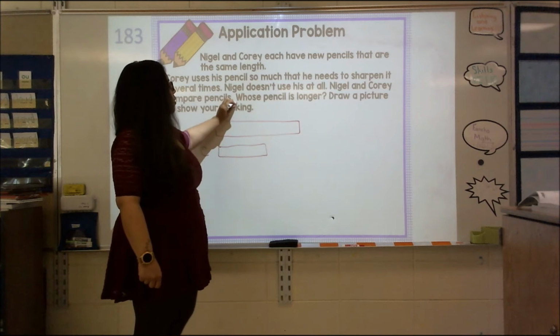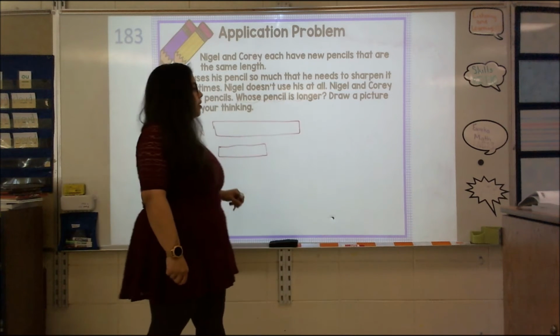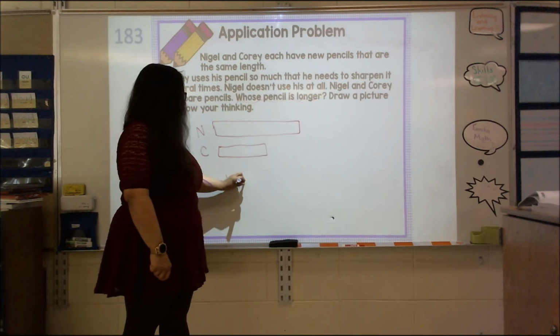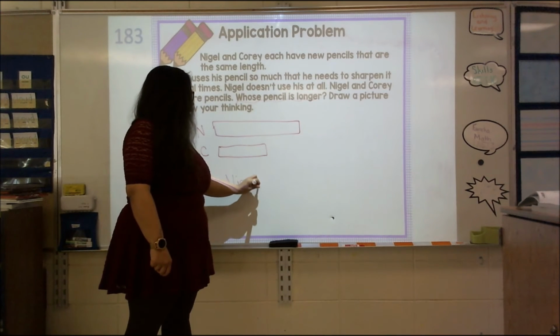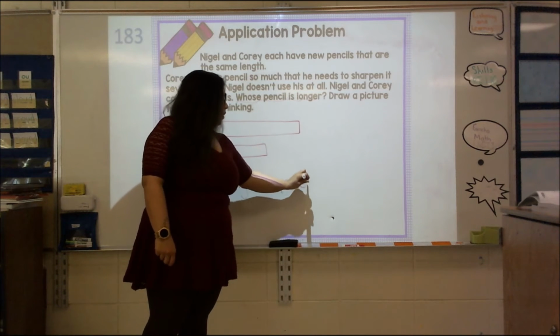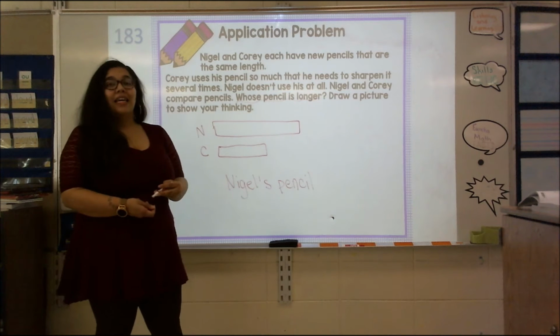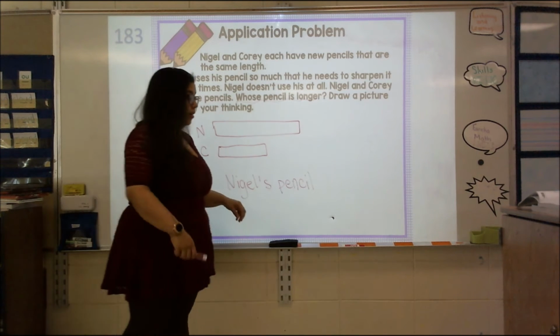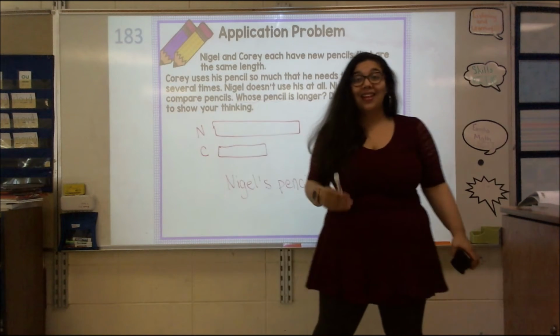So the question still remains, whose pencil is longer? Nigel's. Answer the question. Nigel's pencil is longer. Good job. And that'll set us up for our lesson today.